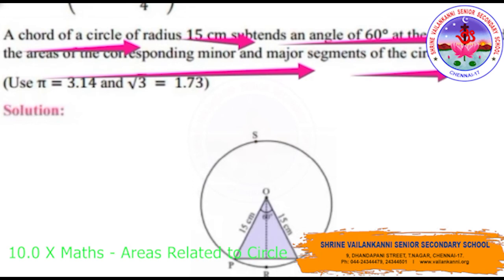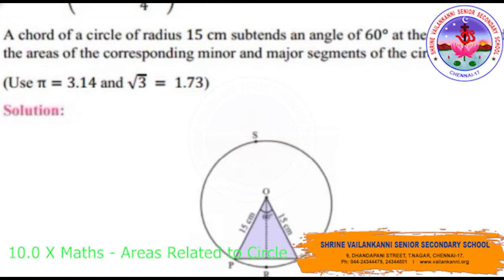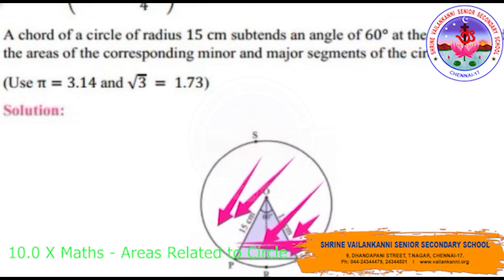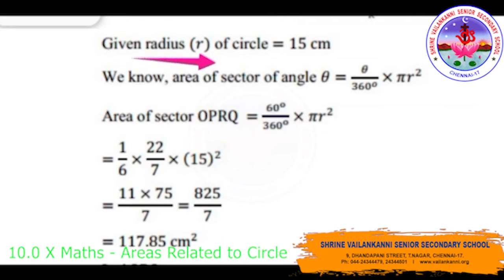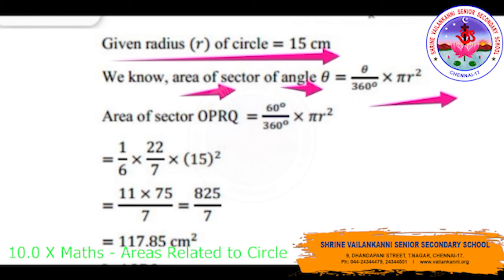He has given a circle, radius OP and OQ, and PQ be the chord of the circle. We want to find out the corresponding minor segment and the major segment, the portion occupied between a chord PQ with the bigger arc of the circle. Given radius of the circle is 15 cm, area of the sector of angle theta is equal to theta by 360 into pi r squared.